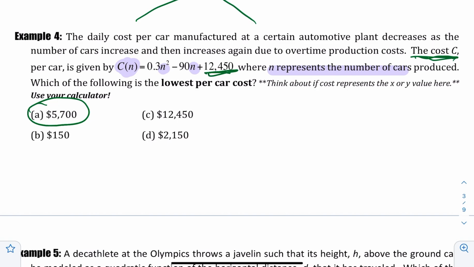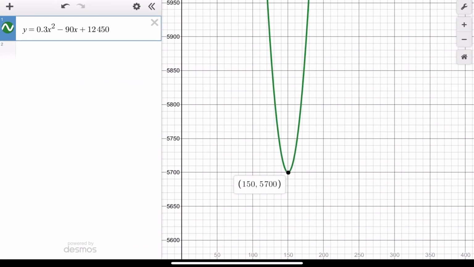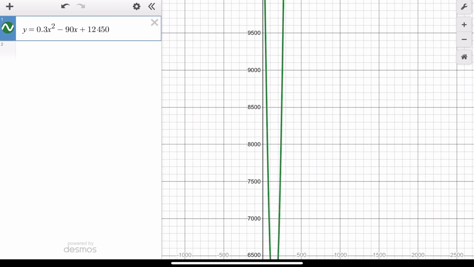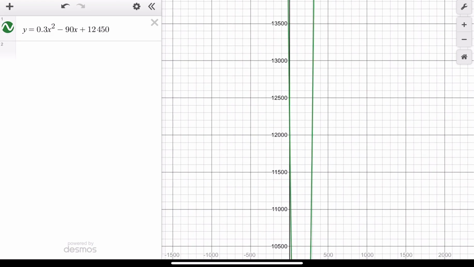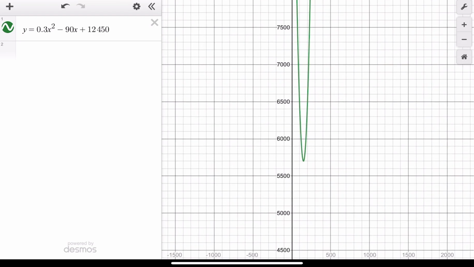So that's the cost before I've produced anything, or when I'm producing just a car. But like it says, the cost per car at a certain automotive plant decreases as the number of cars increases, but then it increases again because of overtime production costs. So the more people are working and the more cars that get made, eventually the profits taper off. And that's what we're able to see in our graph. The cost goes down, down, down, down, down, and then it slowly starts to curve back up because of the overtime.